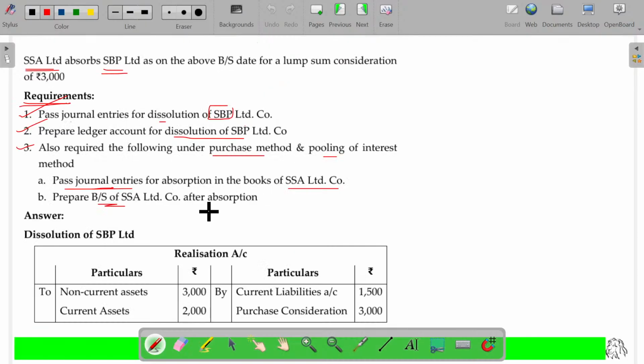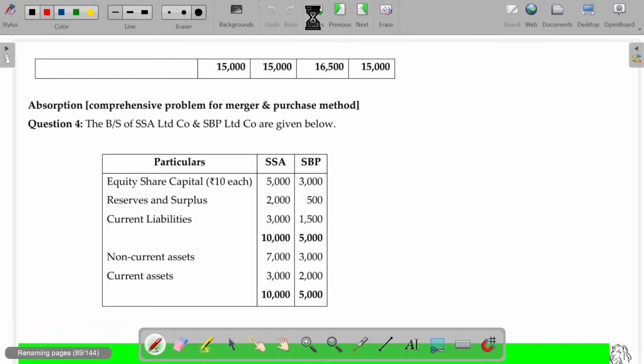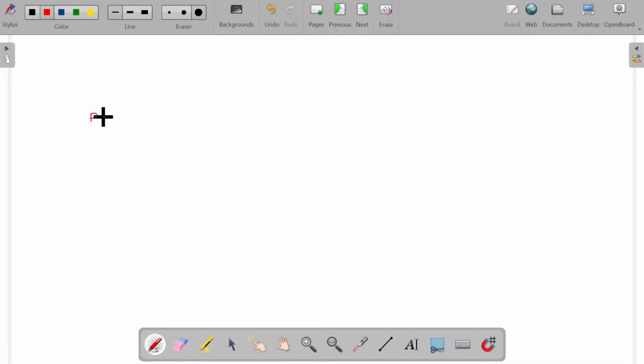Now, we know how to prepare the balance sheet directly, but apart from that, we have been given some additional points to be carried over. So, a comprehensive illustration will have what? It will have purchase consideration calculation, dissolution, and incorporation. Incorporation journal entries and new balance sheet.